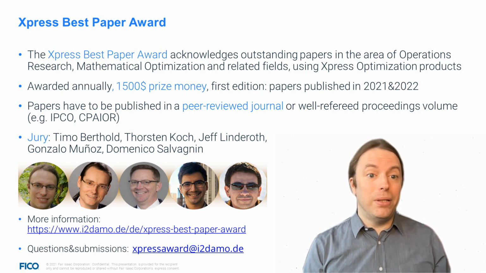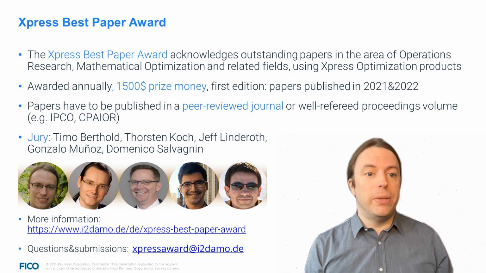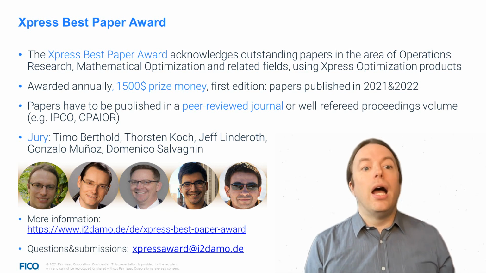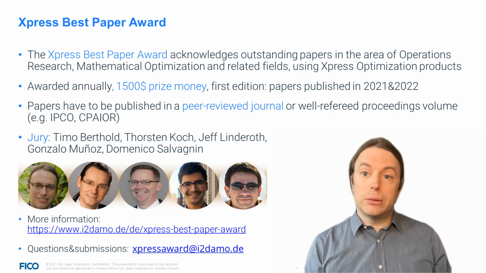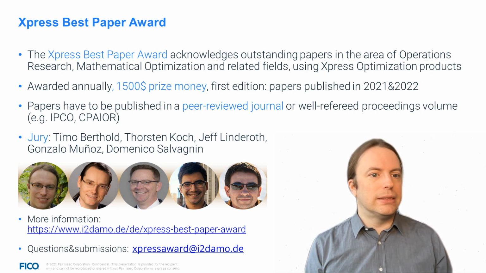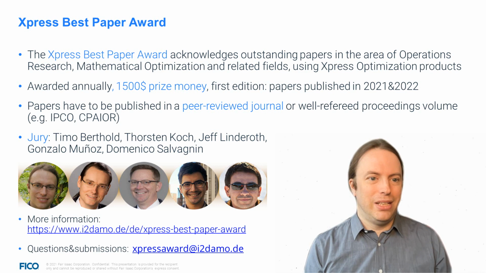The authors of the winning paper will be awarded a prize of $1,500, and for the first edition of the award, all papers will qualify that are published within the years 2021 or 2022, so there's a 1-year overlap. As you might be aware, some journals have a system of online first publications. Those will qualify as well. I might point out here that MPC, Mathematical Programming Computation, just established a short communication track with a fast review cycle that might also be a possible outlet.